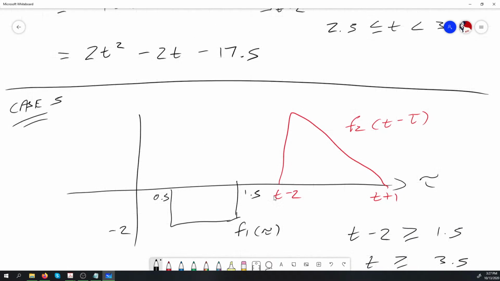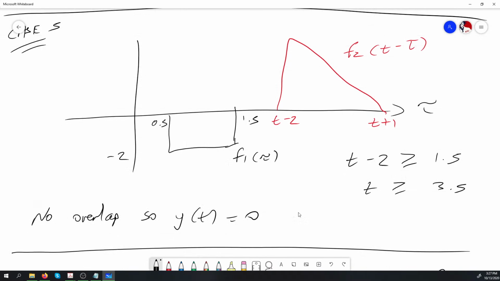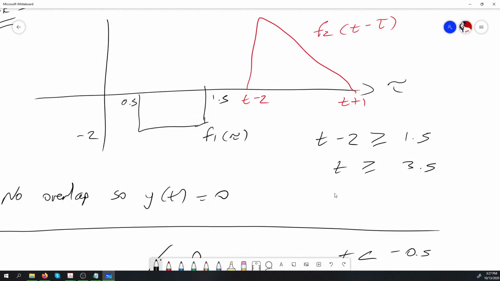And then case 5 here basically had no overlap. So this was y of t equals 0. And we got our time range here accordingly.